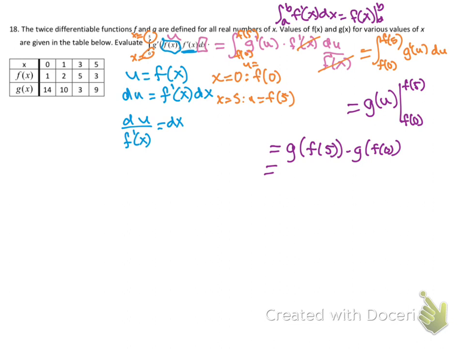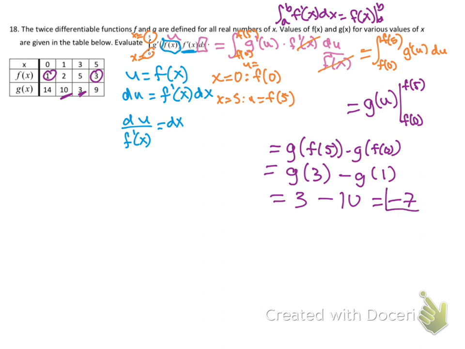So now I have complex composition of functions. So f of 5 is 3, so I'm going to get g of 3. f of 0 is 1, so I'm going to get minus g of 1. The next thing I have, g of 3, is this 3 right here. And then g of 1 is 10. So I end up getting 3 minus 10 equals negative 7.